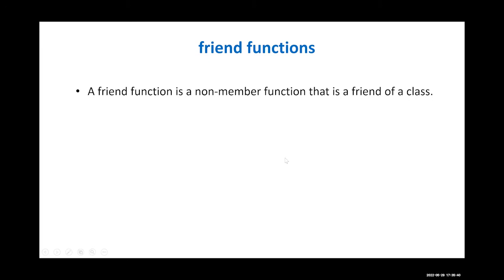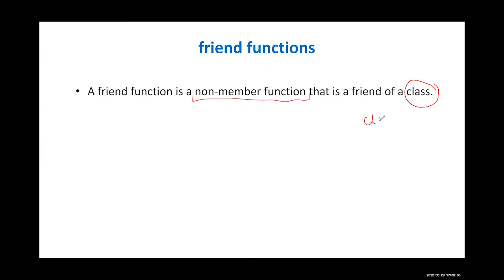Now a friend function is a non-member function that is a friend of a class. What do you understand by this? For you to understand exactly what it is, you should know what a non-member function is and what a class is. I hope you are all aware of classes by now because we have seen so many examples. Now what is a member and non-member function?